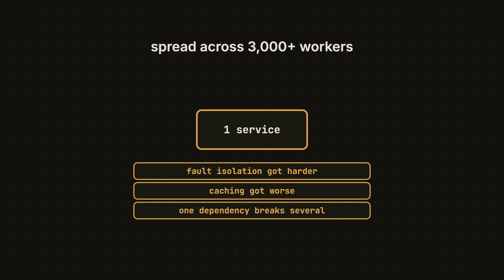And updating one dependency can break several destinations at once. So it was not a free win. It was a trade they decided was worth making.